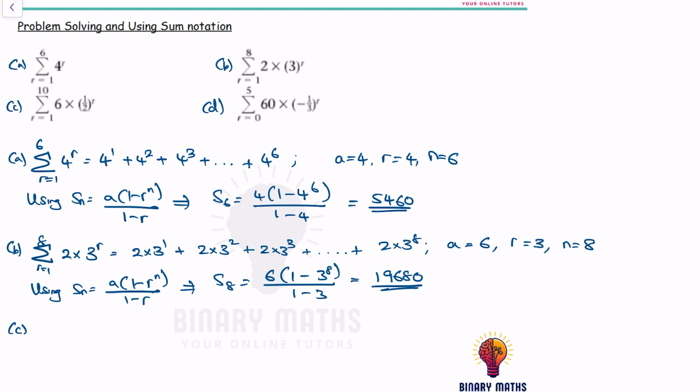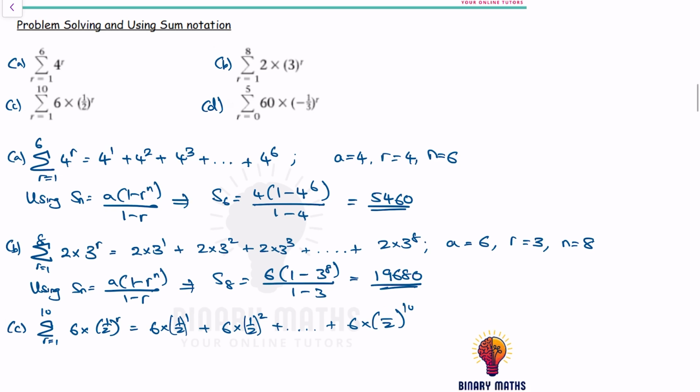Okay, if we do c now, c is the sum r equals 1 to 10 of 6 times a half to the power of r. Then the first term is 6 times a half to the power of 1, plus 6 times a half to the power of 2, plus all the way up to 6 times a half to the power of 10. So in this case, my a is 6 times a half to the power of 1, which is 3. My r is a half, because I'm multiplying by half each time, and my n is equal to 10, because there's 10 terms.